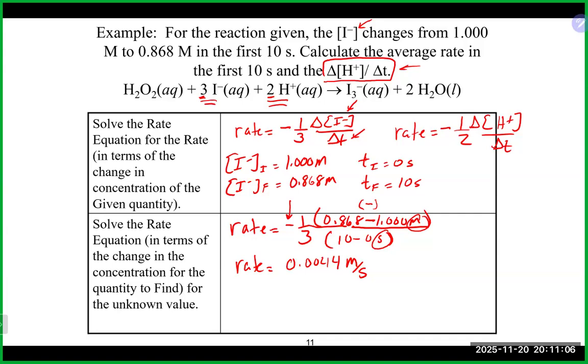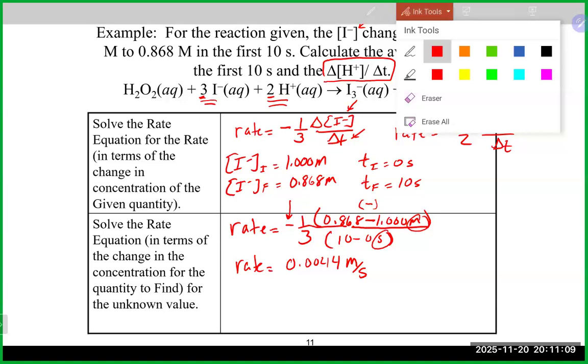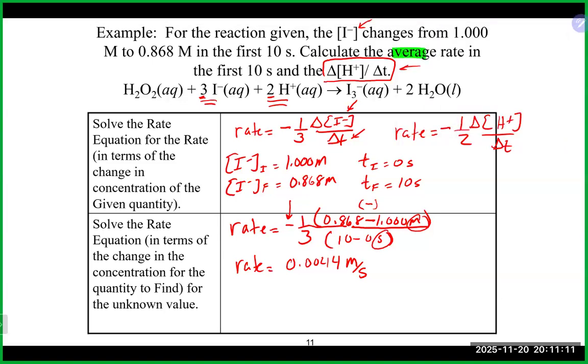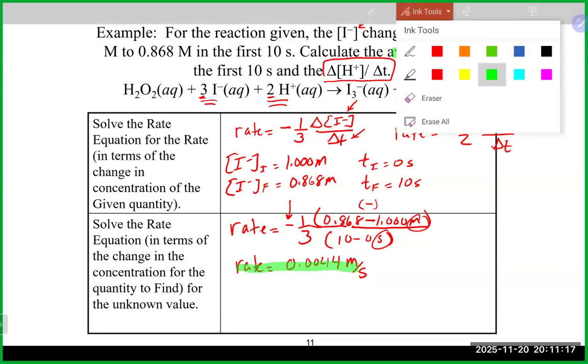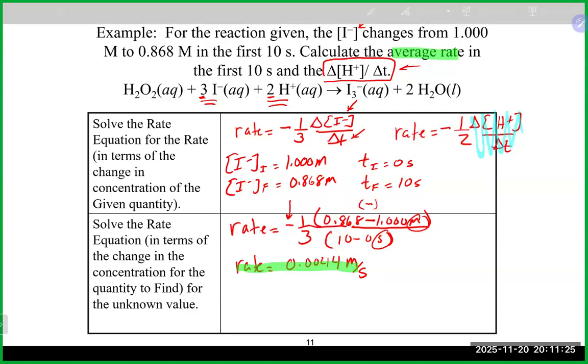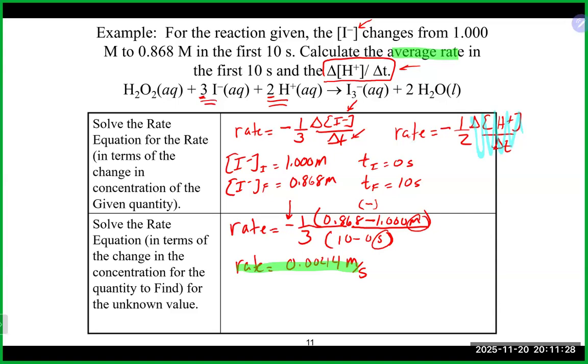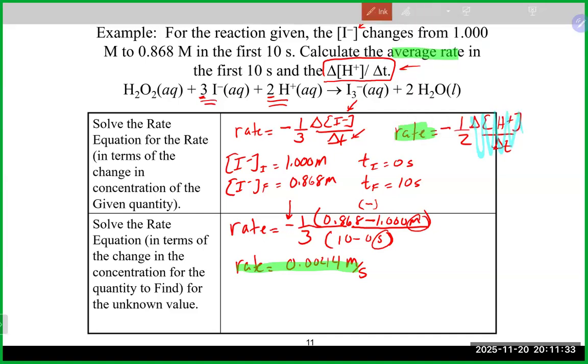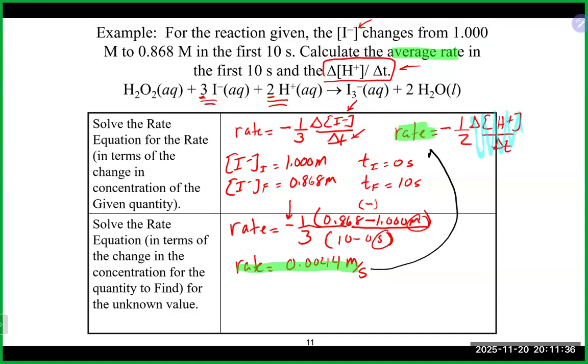Why that number is important is that in this problem, we are looking for the average rate. So that is the average rate right there. But we are also looking for the concentration of H plus over time. And that average rate that we just calculated is also this number right here. It is the same number. So those two are the same number. By calculating that, we now know the rate for our other species is going to be the same. We have that, so now we can solve for what's missing.